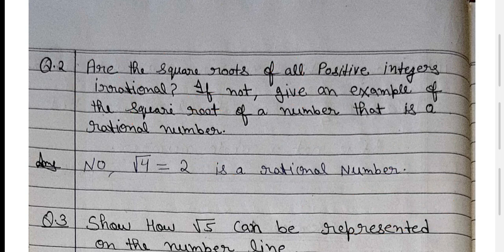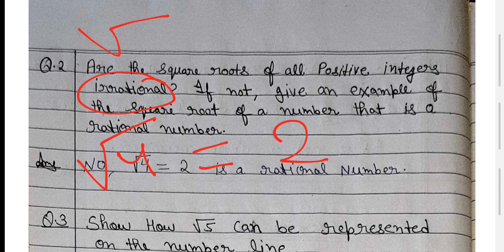Now the question says: are the square roots of all positive integers rational? It is false, because some of the square roots of positive integers are rational numbers also. The question says they are all irrational, but when you take the square root of a positive integer, it becomes a rational number also. So your answer is false.